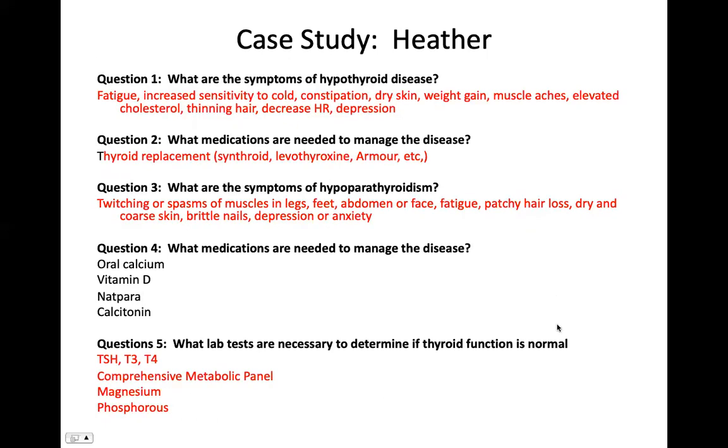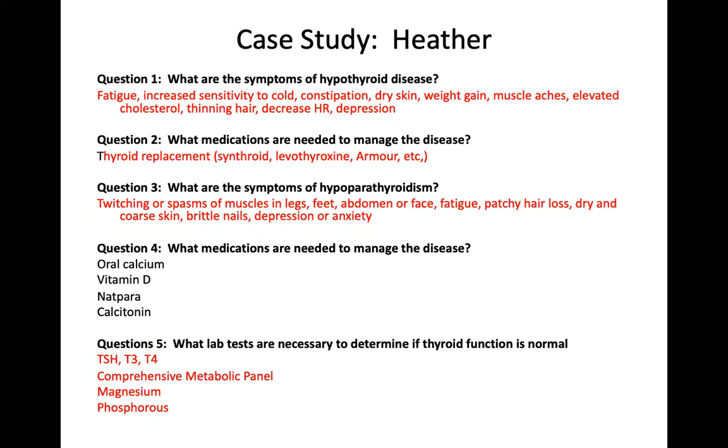Okay, so the answer to the first thing, hypothyroid, is fatigue, increased sensitivity to cold, constipation, dry skin, weight gain, muscle aches, elevated cholesterol, thinning hair, decreased heart rate, and depression, okay? So she has several of those. She's tired. Her skin is dry, but she's actually losing weight, and mostly that's because of her anxiety. She does have elevated cholesterol, and her heart rate is normal, but she does have depression.